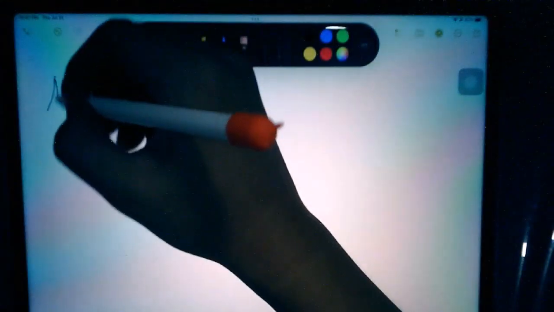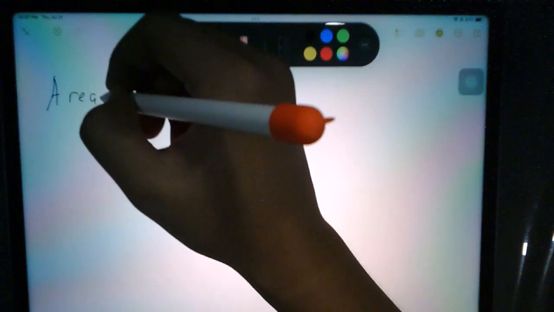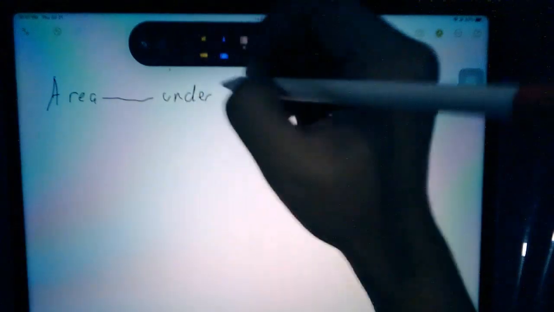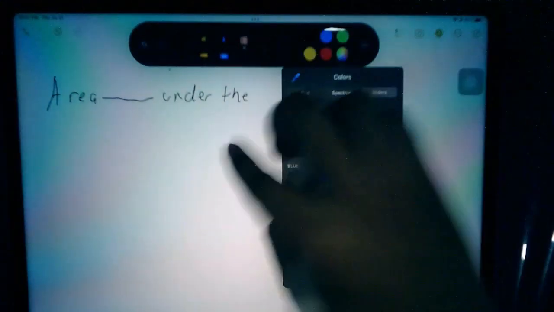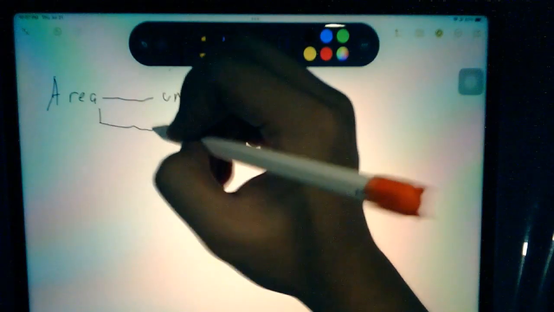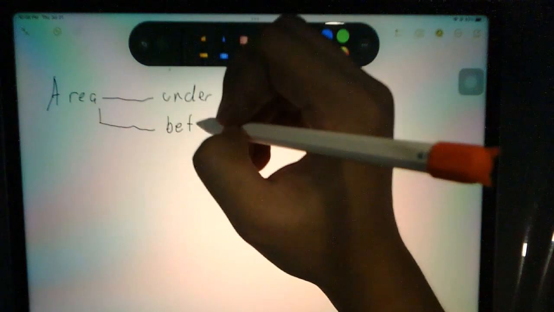Today we're going to talk about the application of integration. But there are two types of application of integration that we must tackle. The first part is areas and the second part is volume. But now let's just talk about area. Area has two types. First is under the curve, and second is between the curves.